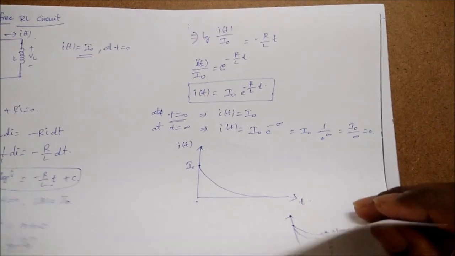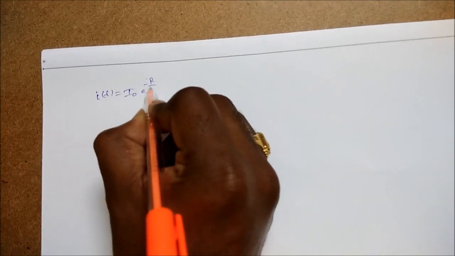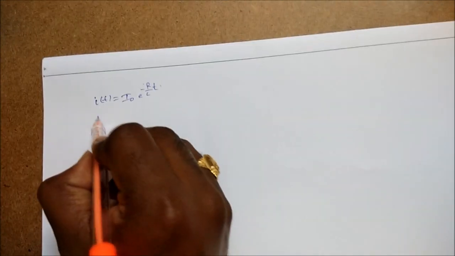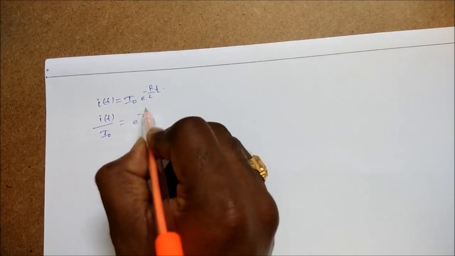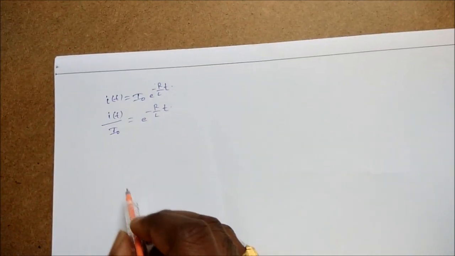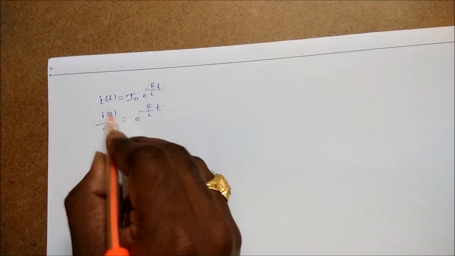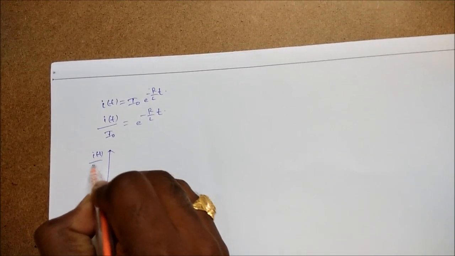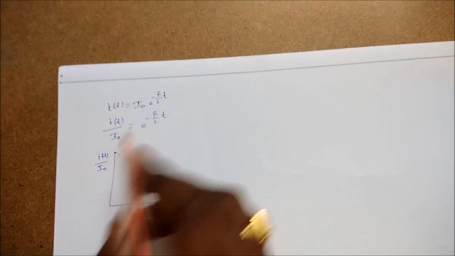Now let me consider we have that formula I of t is equal to I naught into e power minus R by L into t. So now I will write I of t by I naught is equal to e power minus R by L into t. Understand? So now I will draw the graph between t and this I of t by I naught. Now if t is equal to 0, this value becomes 1.